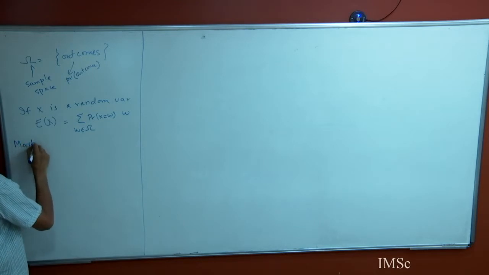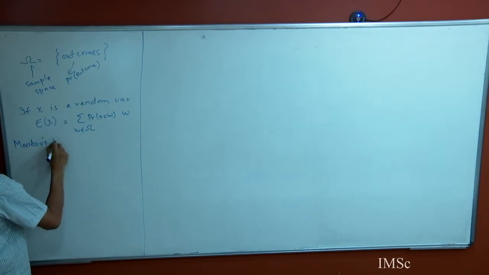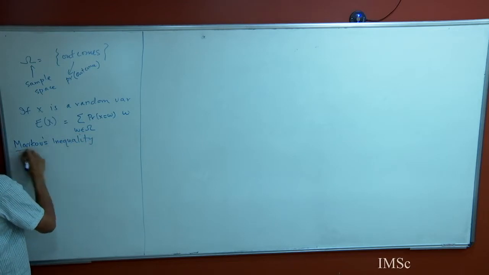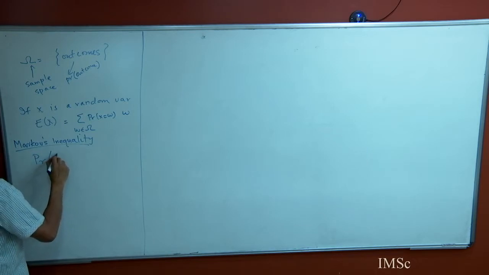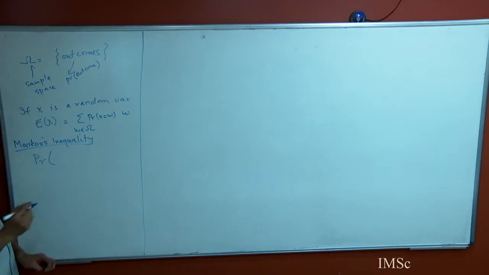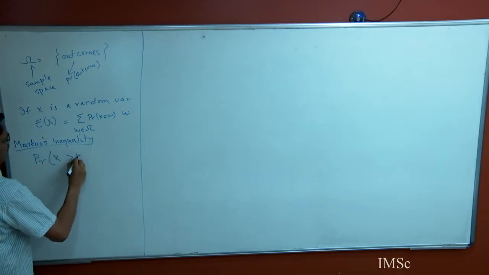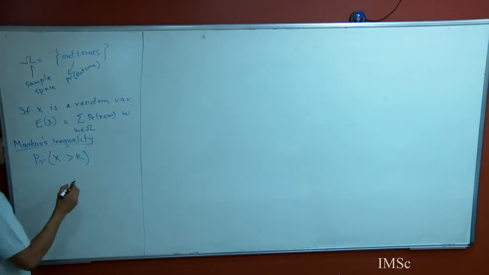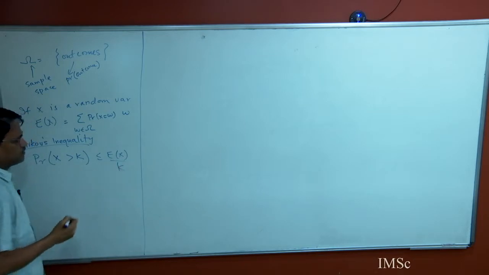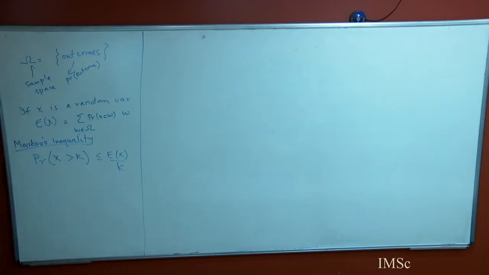Again, you might have seen this. It simply says that the probability that x is greater than k, for some value k, is at most the expected value of x divided by k. Okay.